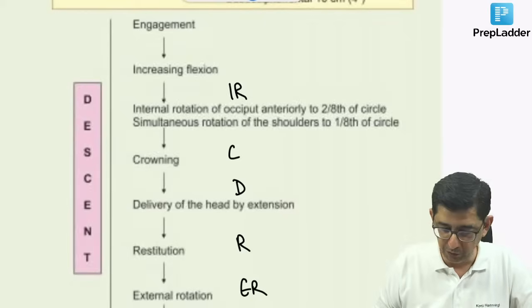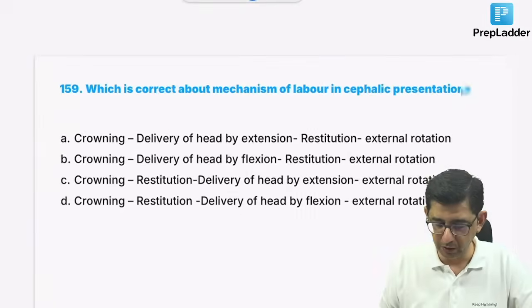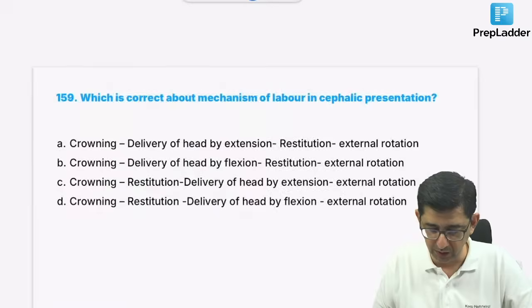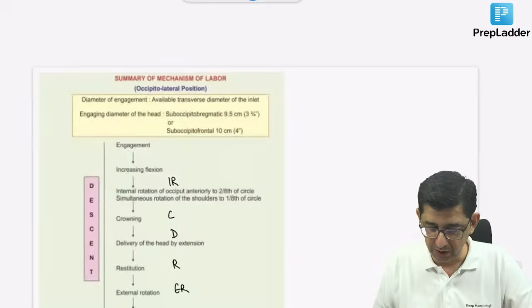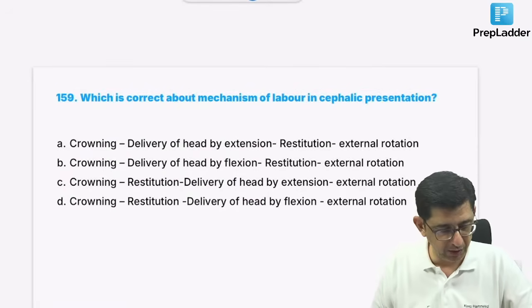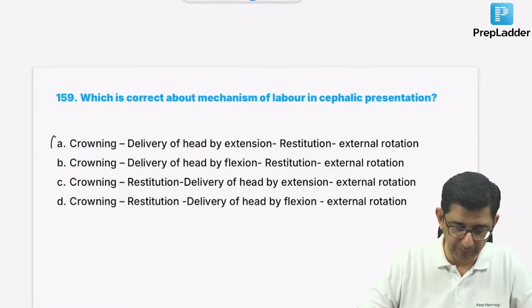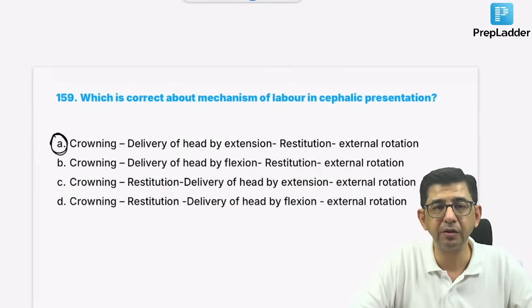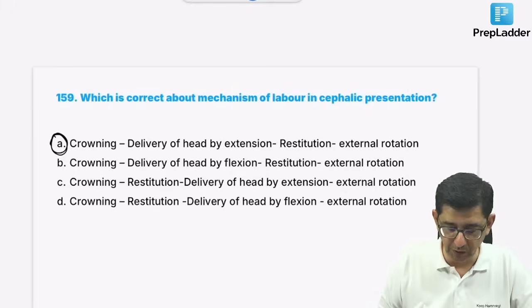So if you look at it, crowning, that is okay. Delivery of the head by extension, okay. And then restitution and external rotation, okay. Fine. So the correct answer in this case would be option A. Option B is saying delivery of the head by extension, so that is anyway ruled out. It is crowning, delivery of the head by extension, then restitution and external rotation. Perfectly spot on.